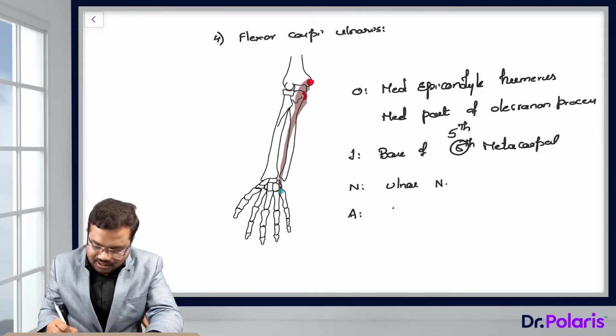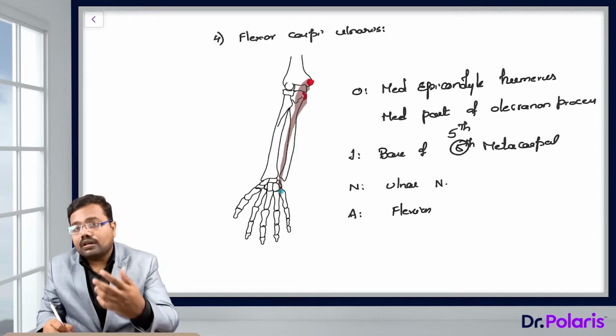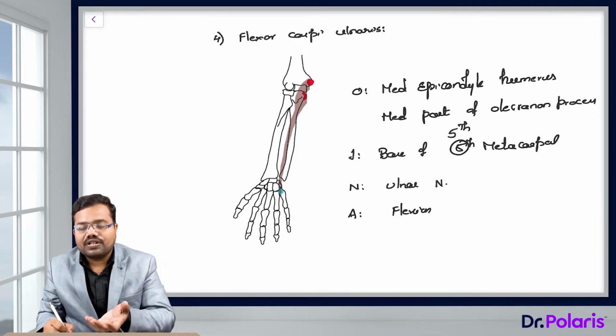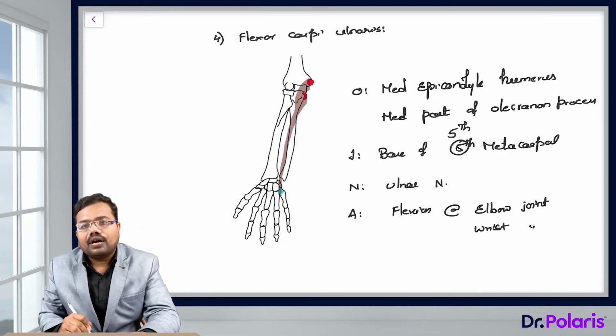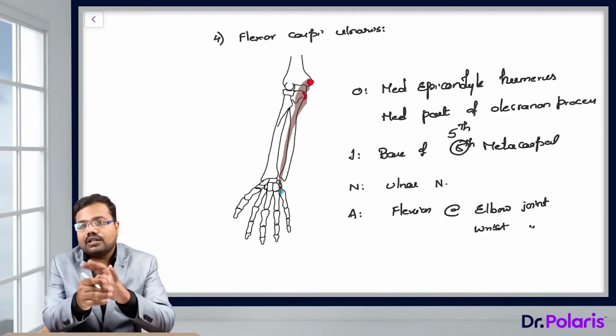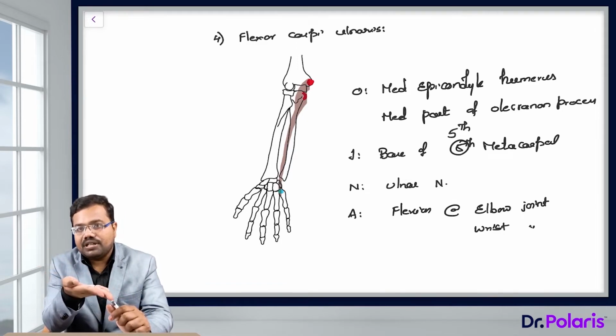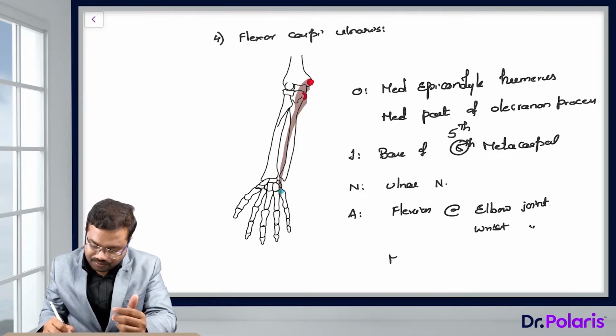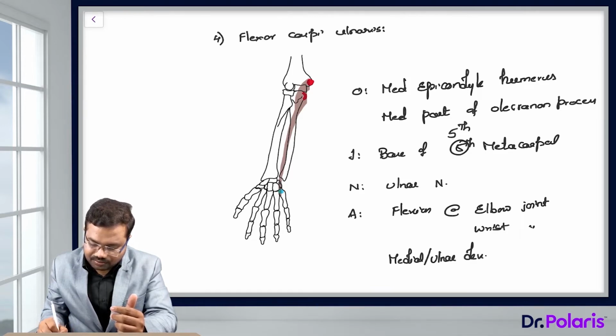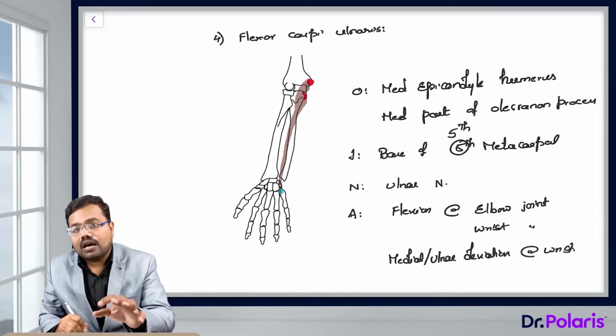And the action is, as it is crossing the elbow joint in the front side and also the wrist joint in the front side, it causes flexion at the level of the elbow joint and also the wrist joint. Both the joints it causes flexion, and due to some contraction, the hand will be deviated slightly towards the medial side. That is called the ulnar deviation or medial deviation at the level of the wrist joint. This is about the flexor carpi ulnaris.